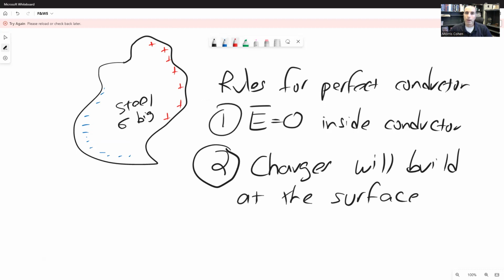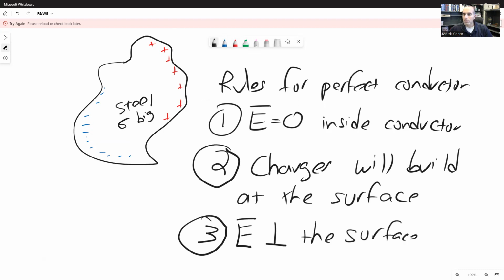The third rule is that the electric field is perpendicular to the surface, at the surface. While we can confidently say that right here, the electric field equals 0, just outside the boundary, it is possible that there will be an electric field that looks like this. There could be an electric field that looks like that.